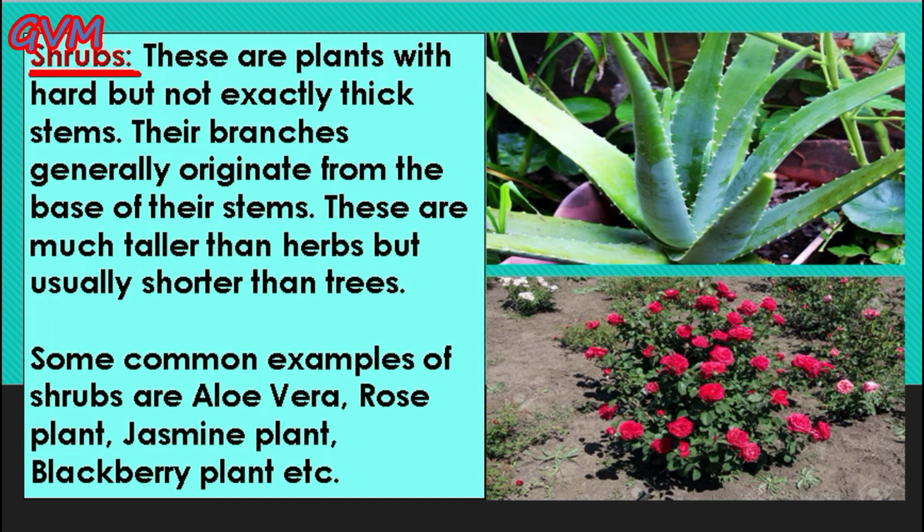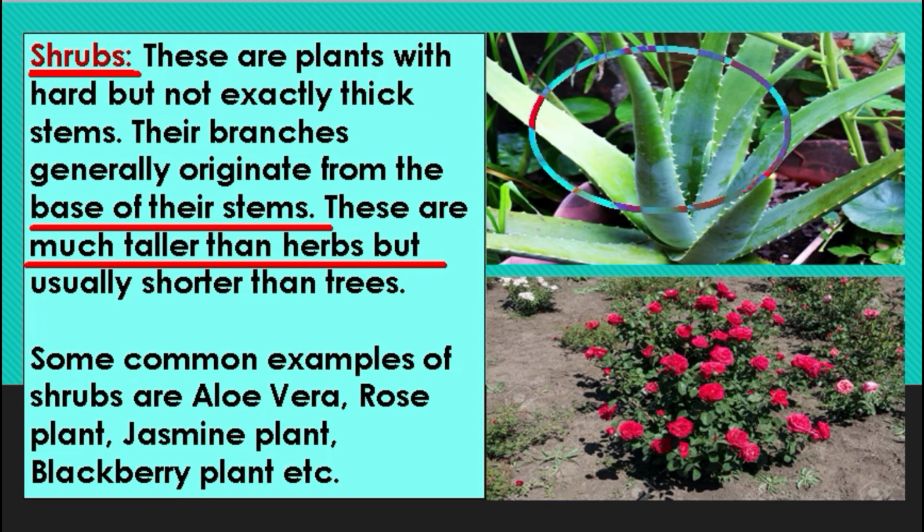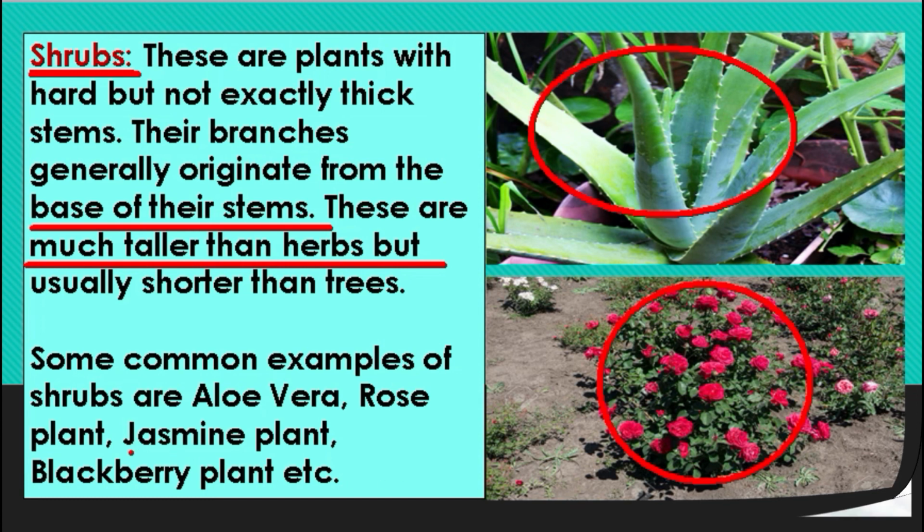Students, shrubs are also known as bushes, and a shrub or bush is a small to medium sized woody plant, and generally their branches originate from the base of the stems. And students, the next important thing about shrubs is that they are much taller than herbs but usually shorter than trees. For example, aloe vera, rose, jasmine, blackberry, etc.